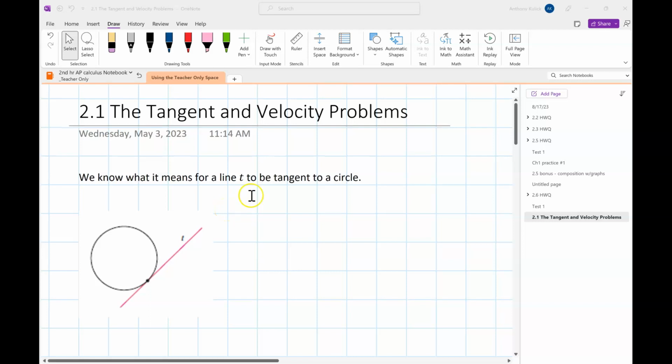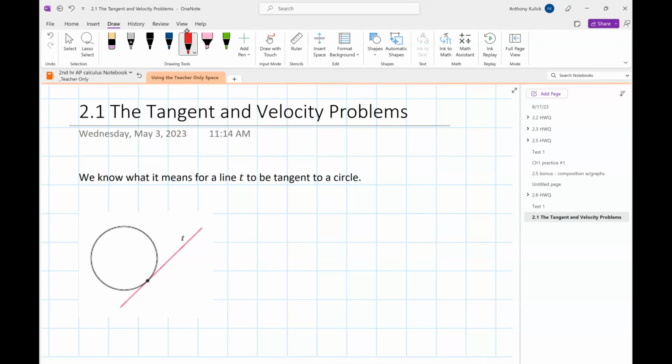Hi. So we're going to be talking about section 2.1, which is titled the tangent and velocity problems. We're going to start talking about what a tangent line is. From geometry, you may recall that a tangent to a circle is a line that intersects the circle at exactly one location. So in the picture here, we see that line T is tangent to the circle at this point P.